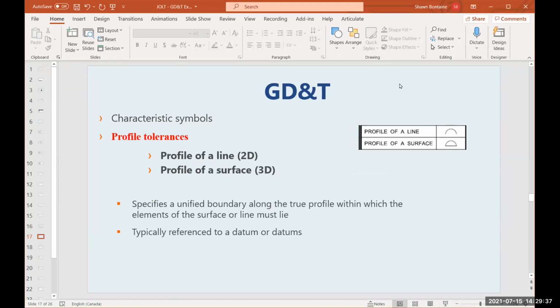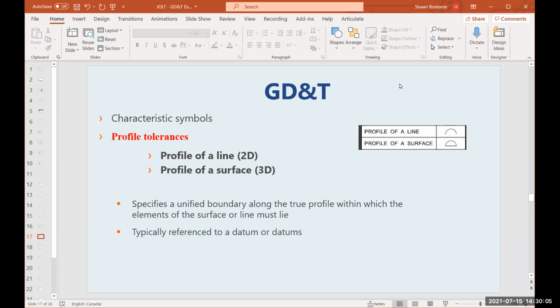The next grouping are the profile tolerances. Remember, there was profile of a line and profile of a surface. Profile tolerance specify a unified boundary along the true profile within which the elements of the surface or line must lie. It's typically referenced to a datum or datums. So profile of a line is 2D, two-dimensional. Profile of a surface is three-dimensional.